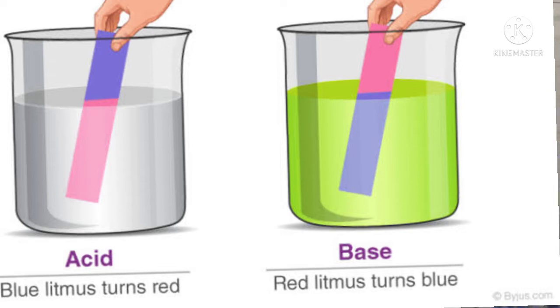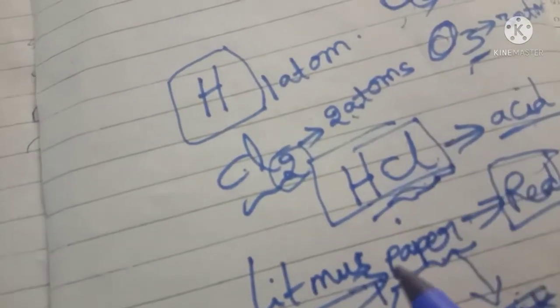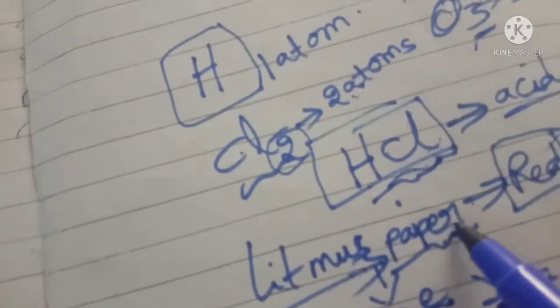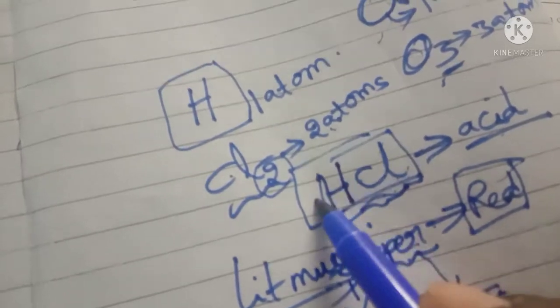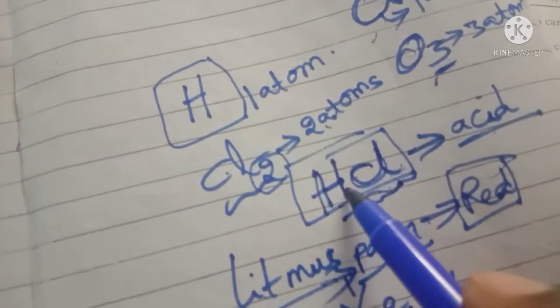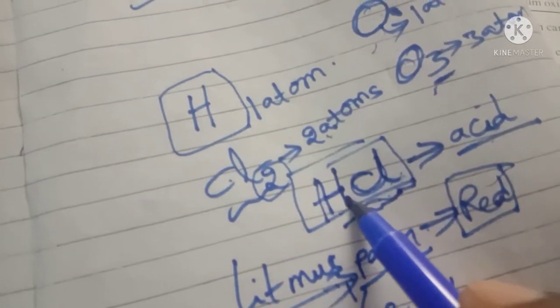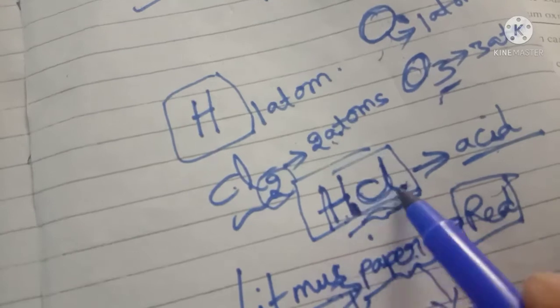Now you have to name the combination, that is HCl. You have to name this acid. So how to name this acid? First of all, we have checked whether this is acid or base. How did we check? Using litmus paper. Now you have to check whether it is monoatomic or polyatomic. See, what is the suffix here? Only 1. There is no number given here. That means this is monoatomic.